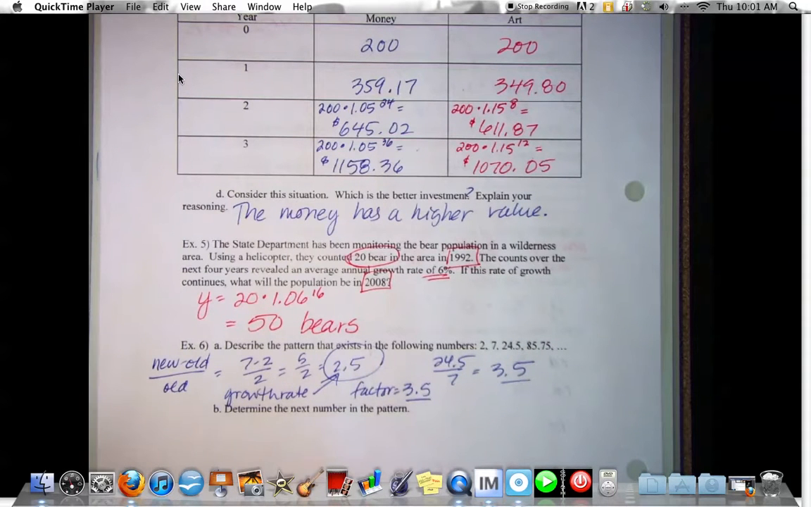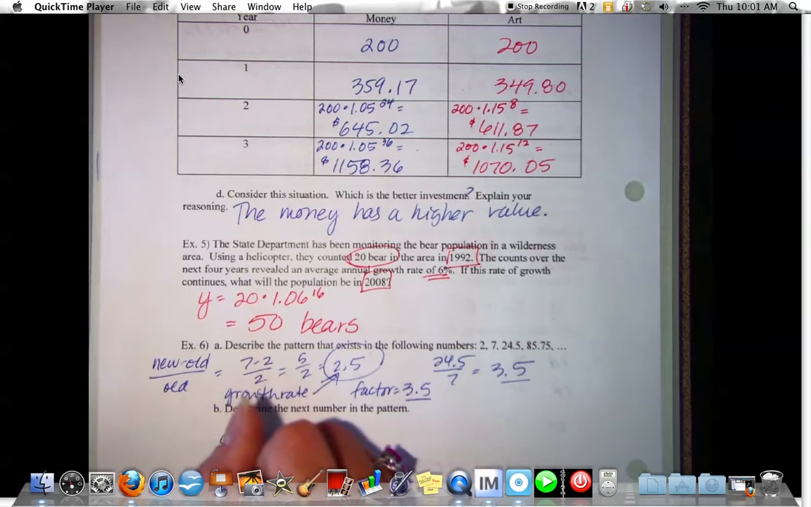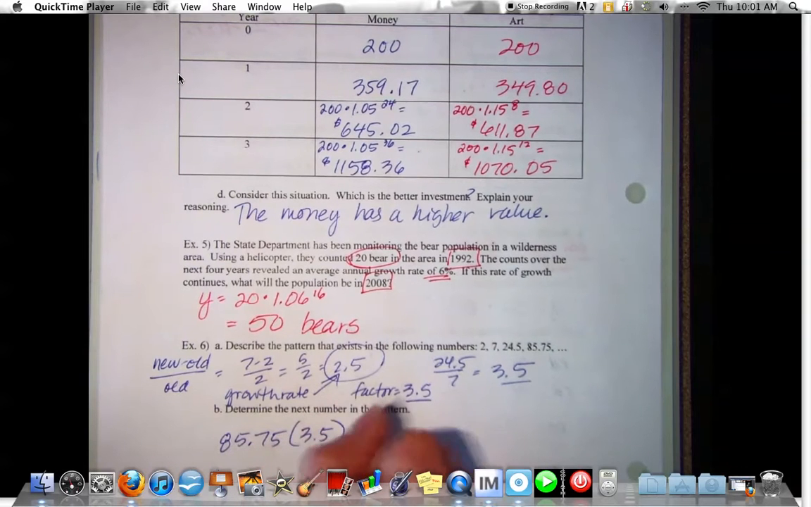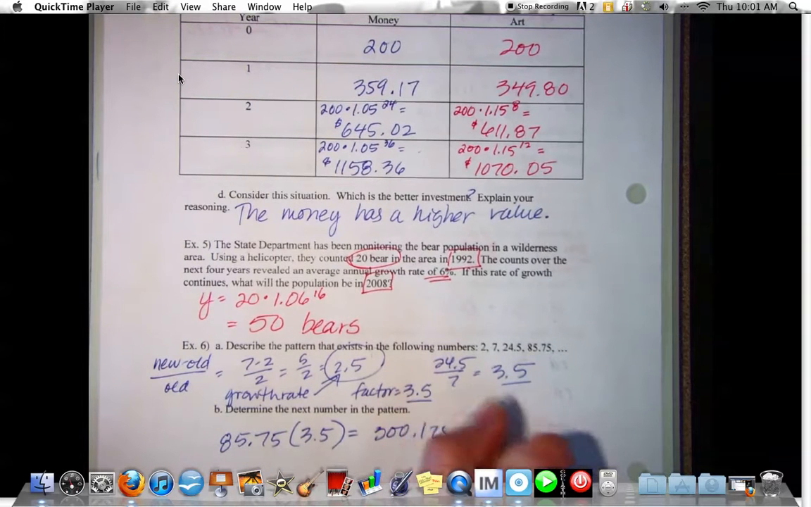So how do we find the next number in the pattern? Times it by 3.5. So 85.75 times 3.5 gives us 300.1. Very good. Questions?